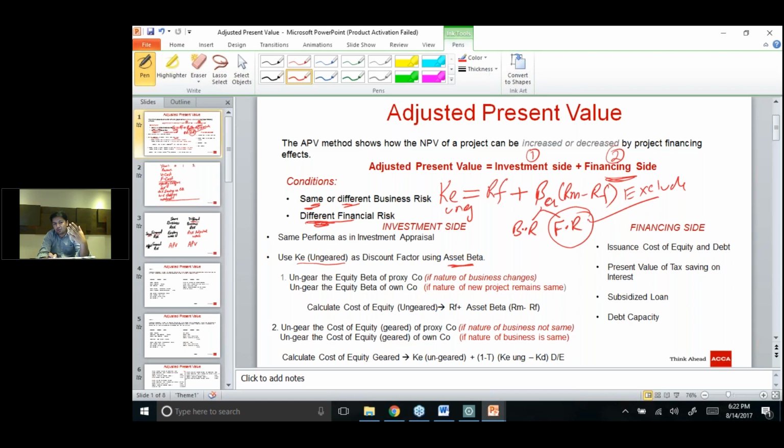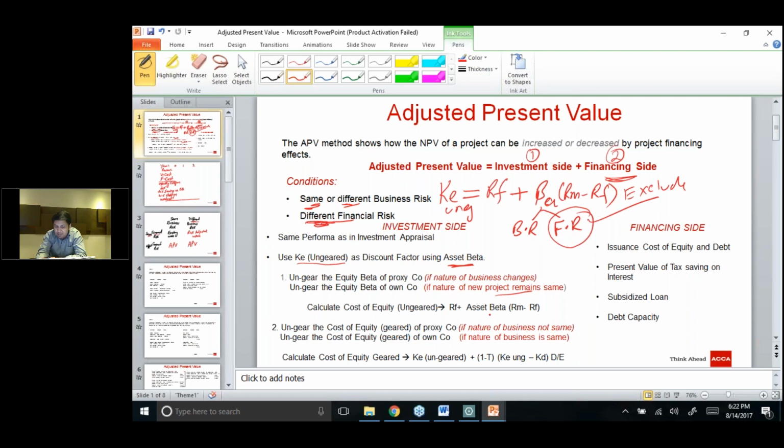So let's say after reading the question, you have realized that the nature of the new project remains the same. The nature of the project is not changing. Then you have to ungear the equity beta of your own company. If the nature of business changes, then you ungear the equity beta of the proxy company. If the nature of the business remains the same, then you ungear your own equity beta. Whichever the case, just remember you have to ungear the beta equity and calculate the beta asset.